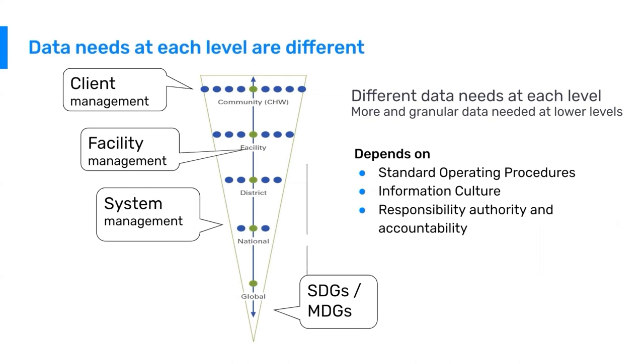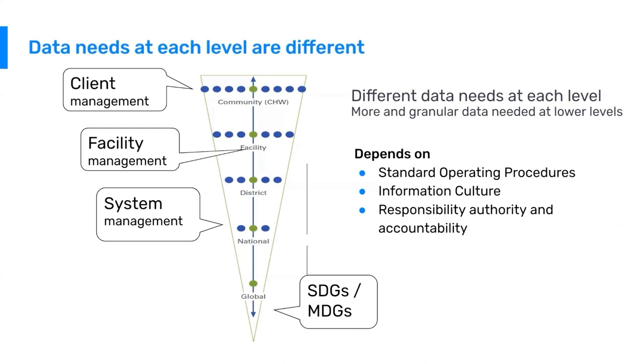We need to make sure that the data that we are presenting to each level is tailored towards the activities, the work processes that they actually do. We have a habit of making a dashboard at national level and just pushing it down to districts and facilities, assuming that the same indicators that are important at national level are also important at district and facility level. Sometimes they are, but often they are not. The people at district and facility level need to see more granular data. And that's what this chart is showing here, this graphic, where we have multiple dots at district and facility level and even more dots at community level.